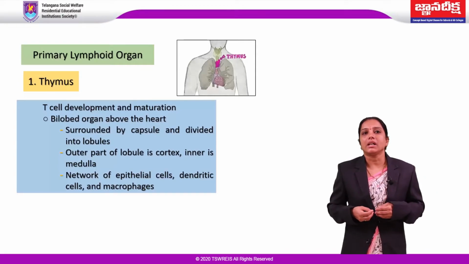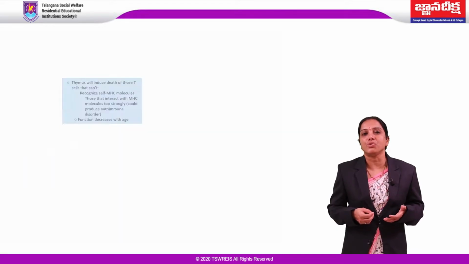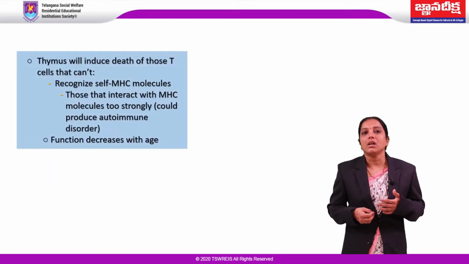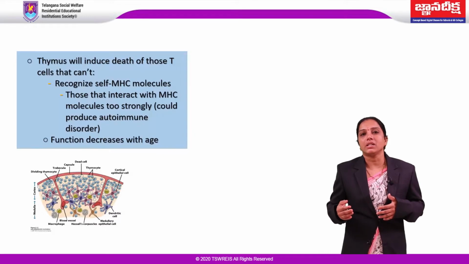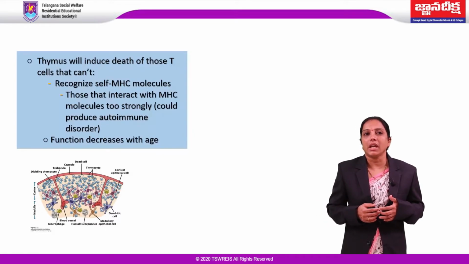T cells recognize the soluble antigen only when presented by antigen presenting cells with MHC, that is major histocompatibility complex. If T cells do not recognize the MHC molecule, then the death of the T cells is also induced by the thymus, but this thymus function decreases with the increase of age.